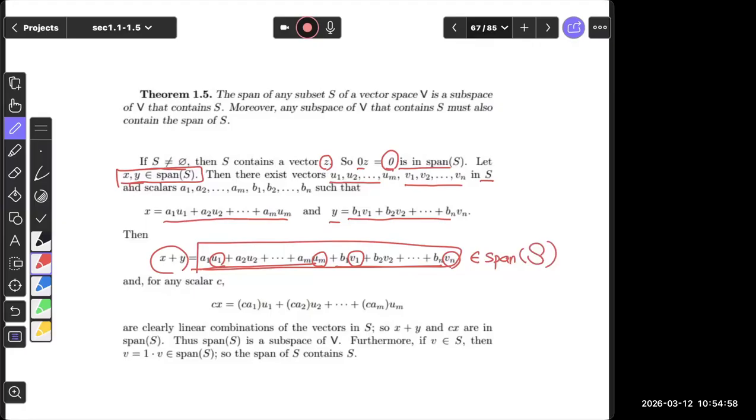In a similar way, if I multiply x by any scalar c, then you get this, which is another linear combination of u1 up to um, which are included in S. So c times x is also included in the span of S. That means the span of S is a subspace.